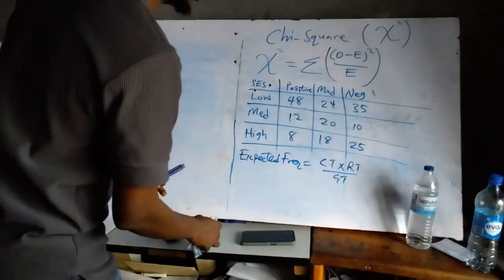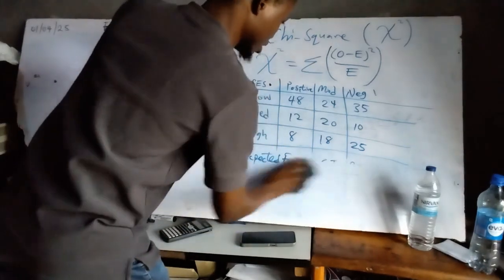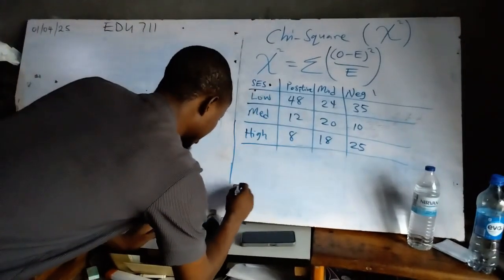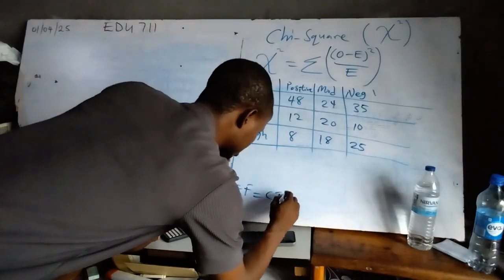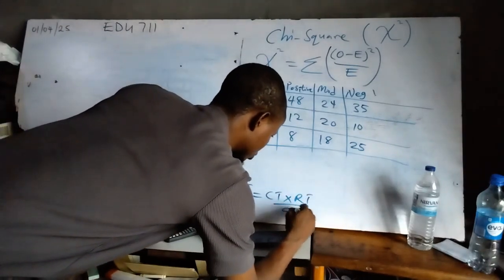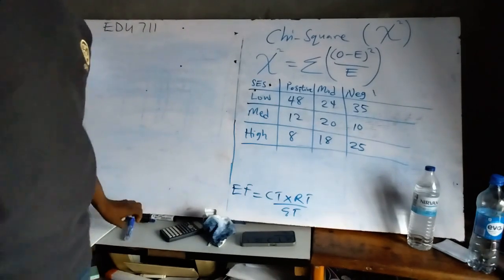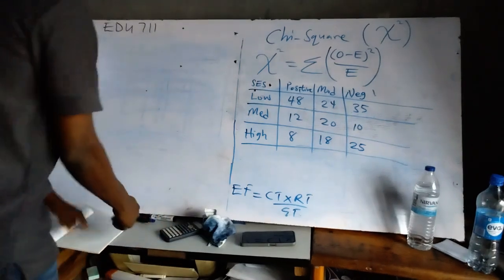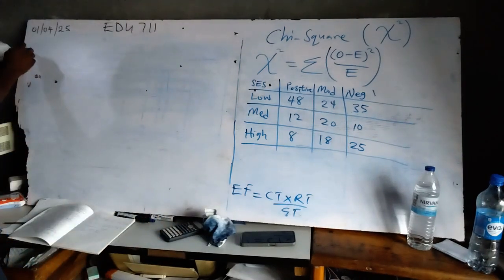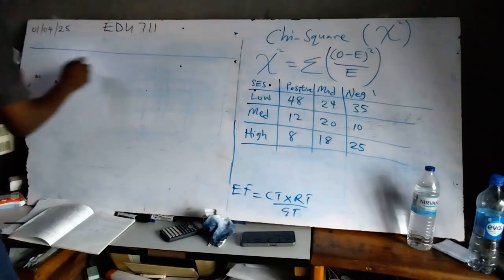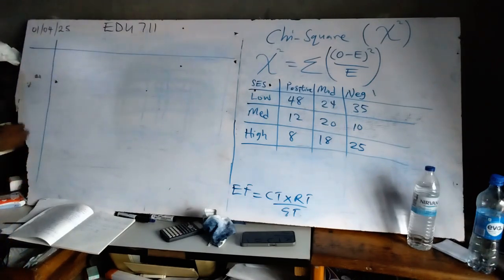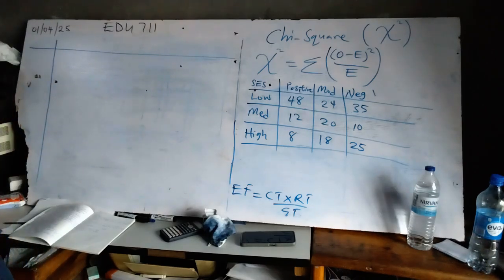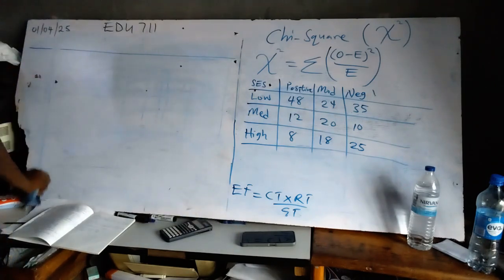Column total times row total all over grand total. So let me move this a bit. Let me move this down. Expected frequency is column total times row total over grand total. So, like we do have the need for this, we have a total of 9 numbers. So, we need to shift this.